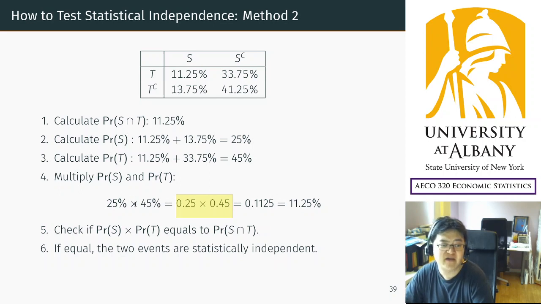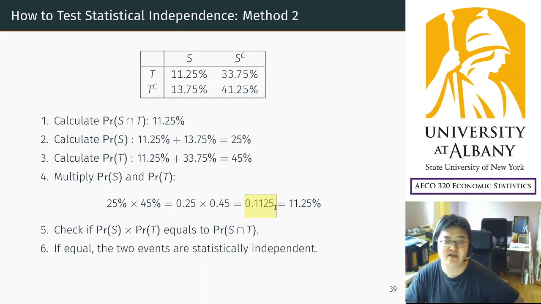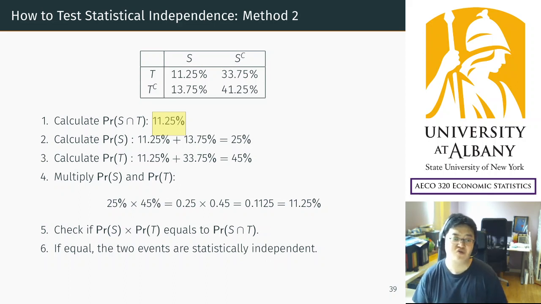Otherwise, if you multiply 25 by 45, it must be several hundreds or several thousand, which means nothing. So you will get a decimal, and then in the last step you may change it back to a percentage, or the decimal itself is a correct answer. 11.111225 is a legitimate probability. Anyhow, finally compare this multiplication with the intersection. They are the same. So those two events are statistically independent, as we already knew. And if they were different, if they were not equal, then they are not statistically independent.